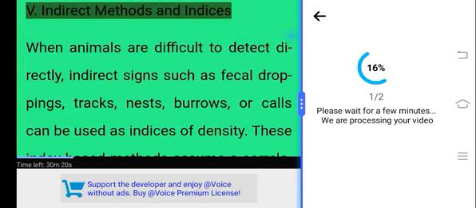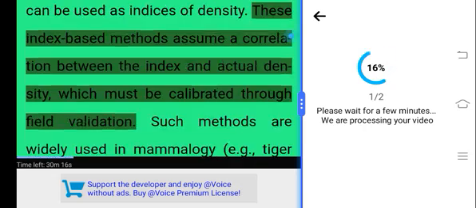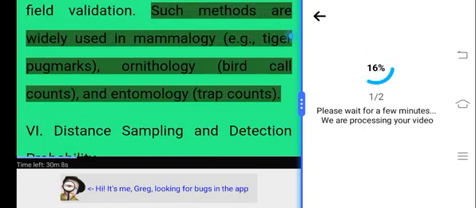5. Indirect methods and indices. When animals are difficult to detect directly, indirect signs such as fecal droppings, tracks, nests, burrows, or calls can be used as indices of density. These index-based methods assume a correlation between the index and actual density, which must be calibrated through field validation. Such methods are widely used in mammalogy, e.g., tiger pug marks, ornithology, bird call counts, and entomology, trap counts.